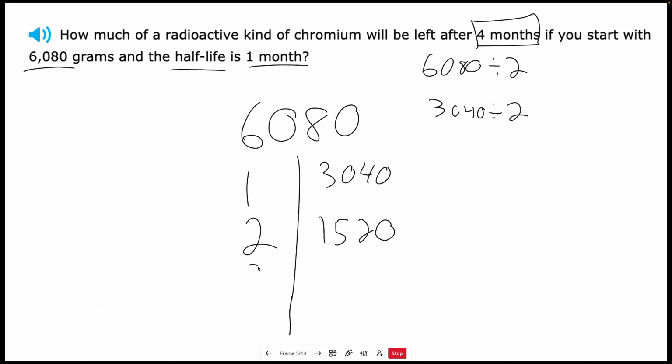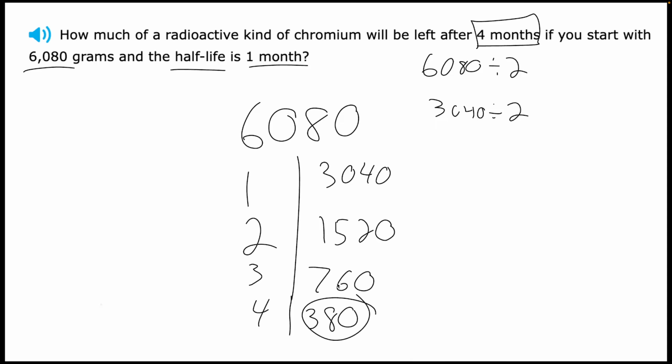And now we could continue that process. 3 months, we do 1,520 divided by 2 is 760. And in the 4th month, 760 divided by 2 is 380, and this is our answer. Okay, so after 4 months, we only have 380 grams.